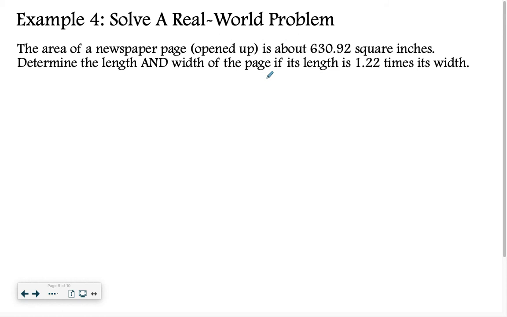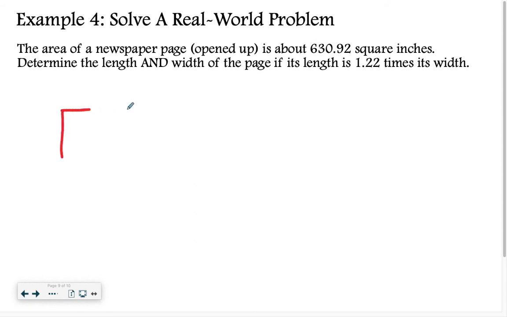All right, last example. Let's do a real world problem. We have the area of a newspaper page. Okay, pretend it's open, and I realize that some of you have maybe never actually opened a newspaper because they're not as common as they once were. But hopefully you know what a newspaper looks like and have the general idea. If you don't, it's a big sheet of paper. Go with that. So the area of a newspaper page opened up is about 630.92 square inches. Determine the length and the width of the page if its length is 1.22 times its width.